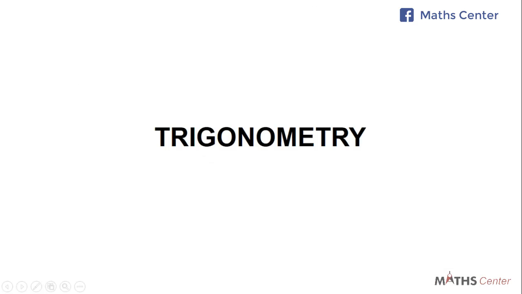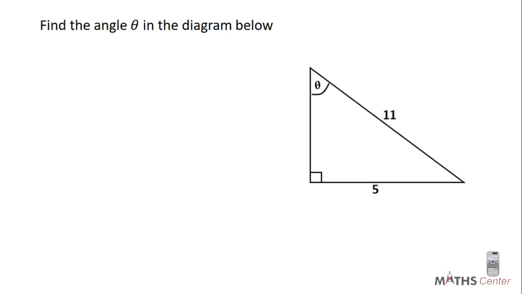We are on the topic trigonometry. In the previous video, we learned how to use the trigonometric ratios to find the interior angles of a right-angled triangle. In this video, we are going to solve 3 more questions on finding the interior angles of a right-angled triangle. Let's pick the first question.